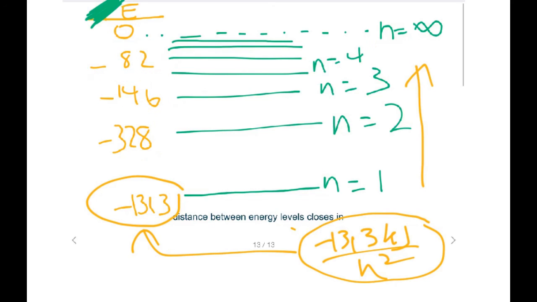So this goes to prove that as you go up, you are increasing in energy and becoming less negative and approaching 0. And this also shows that the distance between energy levels closes in. So at the beginning, the distance is quite large, but as you get into higher and higher energy levels, the energy of the electron gets increased by a smaller and smaller amount. And this happens until the energy of the electron is equal to 0.